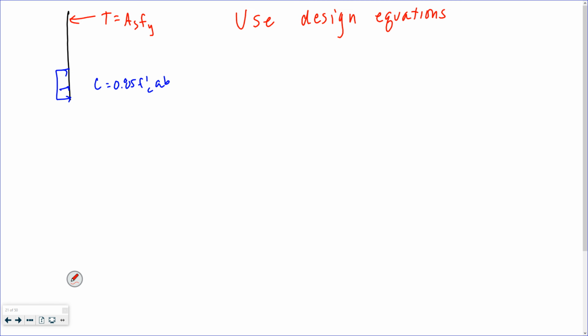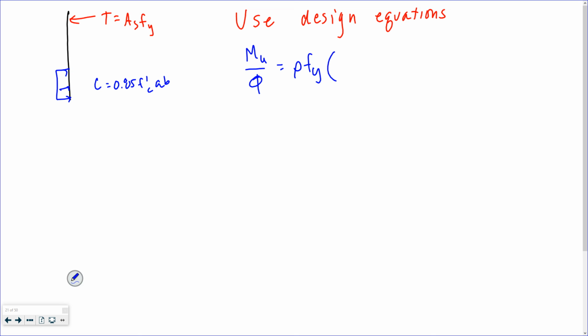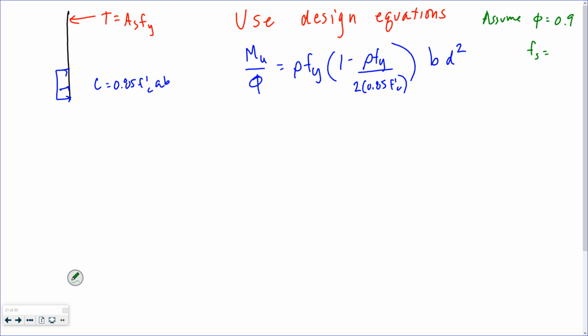Well, that's the one we went, right? I've got Mu over phi is equal to rho fy (1 minus rho fy over 2 times 0.85 f prime c) BD squared. And remember, I'm assuming that I'm tension controlled, so I have a phi of 0.9 and my steel has yielded.